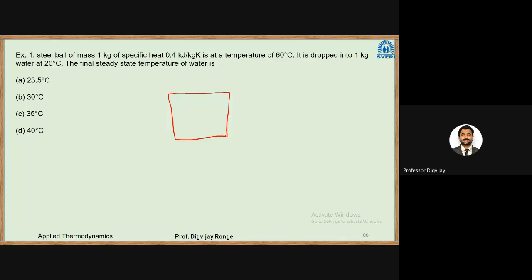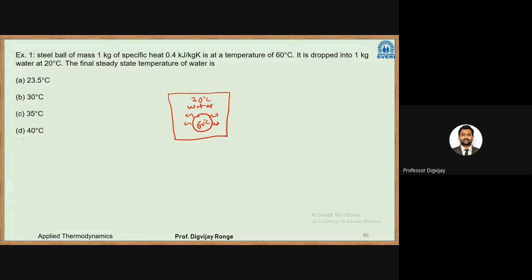Suppose this is the water, which is initially at 20 degrees Celsius. Then I am dropping one steel ball inside of it, which is at 60 degrees Celsius. So obviously, what will happen? There will be heat transfer from the surface of the ball to the water. So this will be heat transfer by convection. Then after heat transfer, it will reach some thermodynamic equilibrium. So that temperature we have to find out.